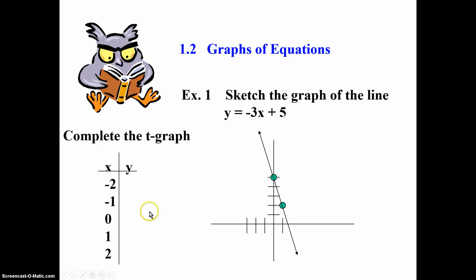At the end of the day, if you remember from geometry, or at least I hope you remember, you need just 2 points to create a line. So as you can see, I've only plotted 0, comma 5, and then 1, comma 2, and connected those points, and I get my picture of the line that represents y equals negative 3x plus 5. As you can see, it is a falling or decreasing line going through the y-axis at positive 5.